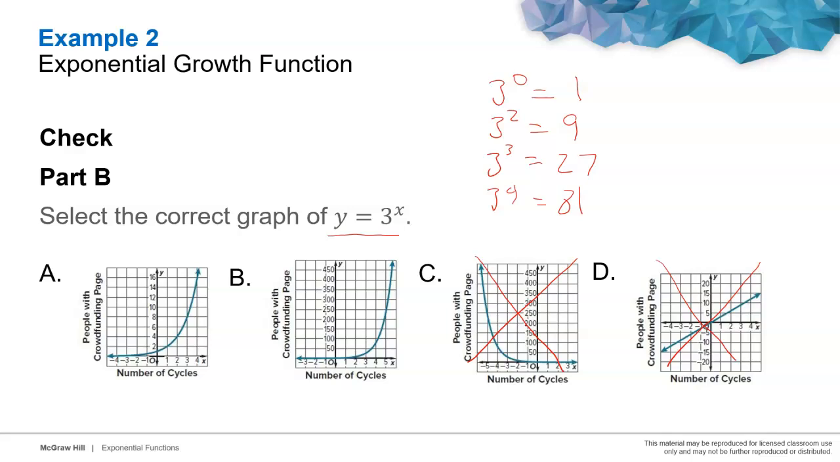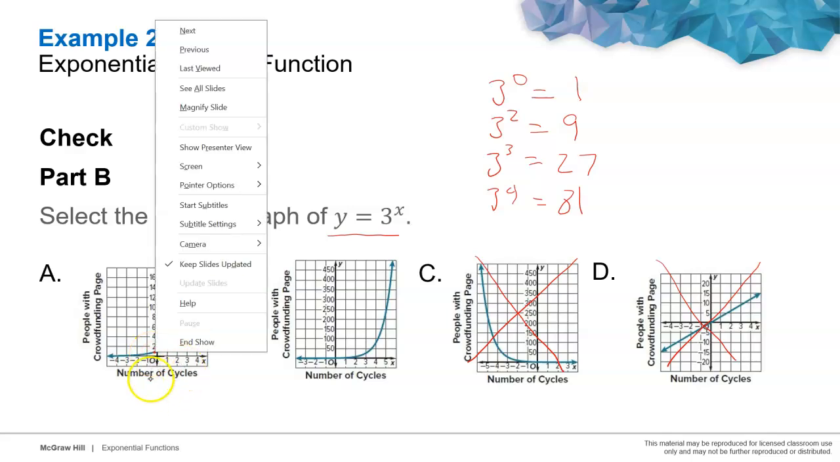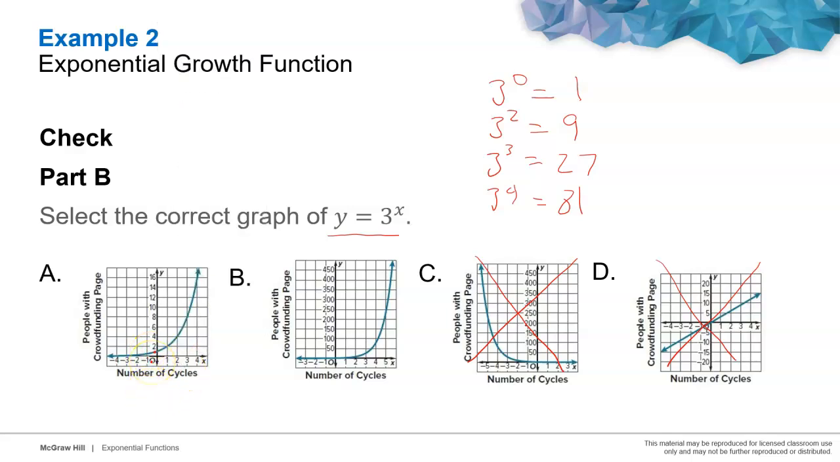Well, when x is 0, y is 1. Well, maybe that works, right? But when x is 2, y is supposed to be 9. That'd be way up here. When x is 3, y is supposed to be 27. That'd be way up here. Doesn't look like it's going to be a.